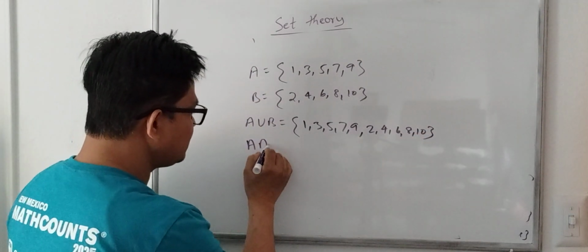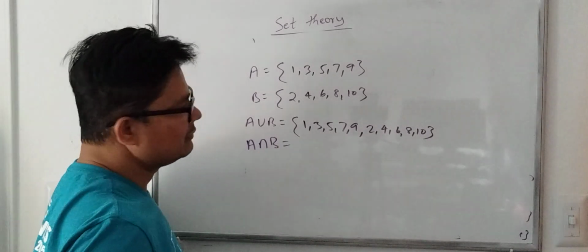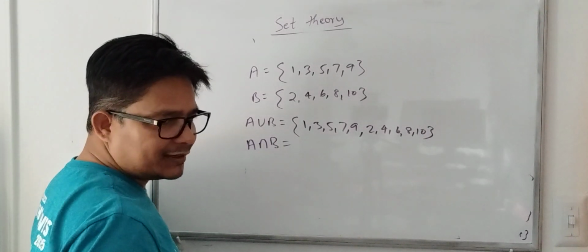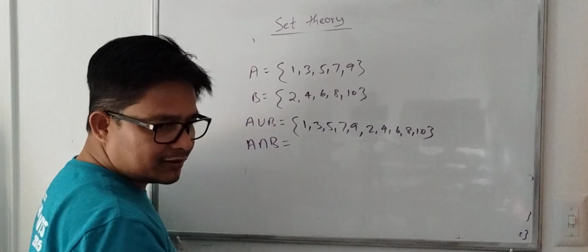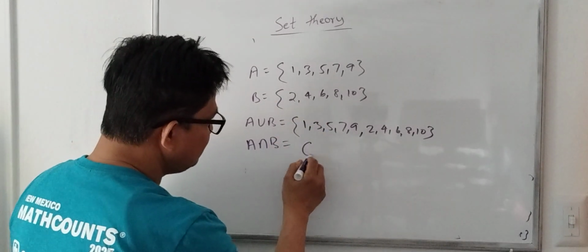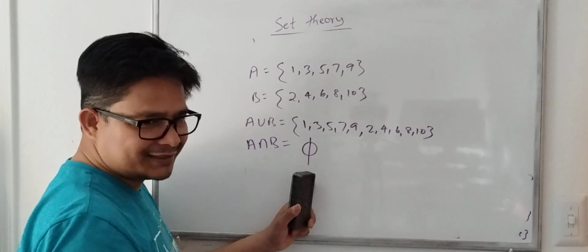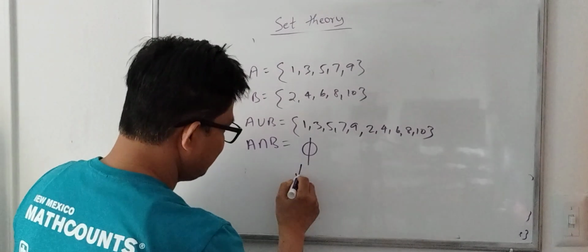What about A intersection B? Is there anything common between them? When there is nothing common, we use this symbol. Remember this symbol? This is called the empty set.